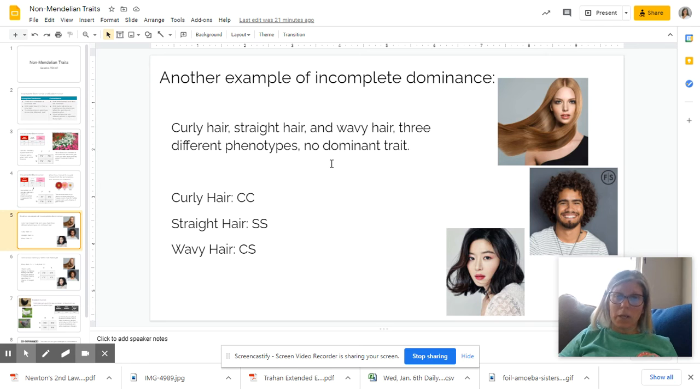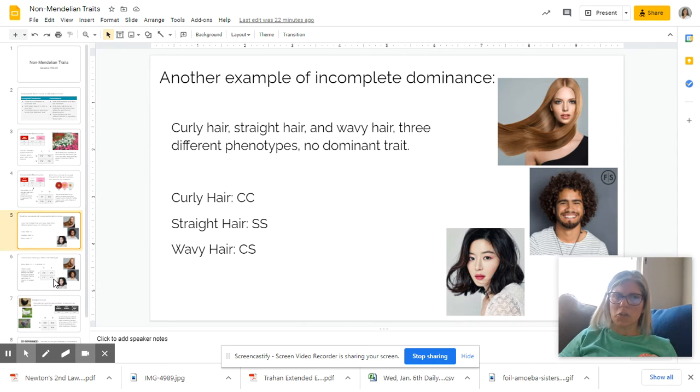It's three different phenotypes. So straight hair is one phenotype, curly hair is one phenotype, and then wavy hair is another. So wavy hair is actually a combination of one curly haired allele and one straight hair allele. So if you have wavy hair, it's very possible, or it is very probable, that one parent has curly hair and one parent has straight hair.